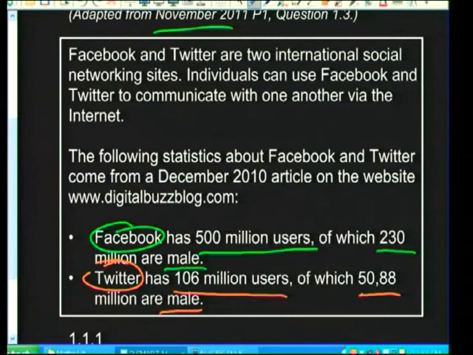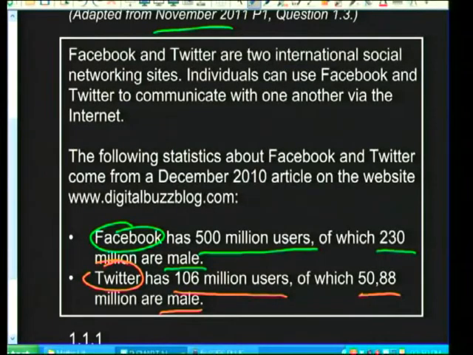Facebook has 500 million users, of which 230 million are male. Now why would they have told us that? I'm sure they've told us that because somewhere along the lines they're going to ask us about female users. All right? So straight away I'm defining, hold on, this question is looking at males. So I must be aware that there's another figure that is related to the females. Got that?